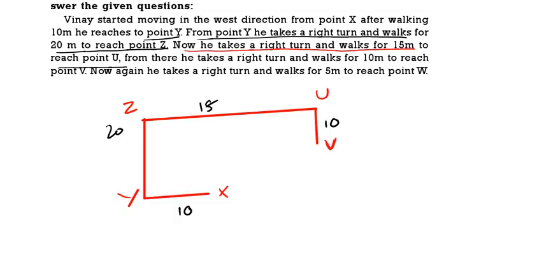This is V. Now, again, he takes a right turn. That means a south-facing person taking a right means moving to the left. This time he walks 5 meters. Exactly 5 meters to reach W. That means W is exactly to the north of X. This is 10, this is 5. 10 plus 5 is 15. Now, based on this, we should answer the questions. See the first question.